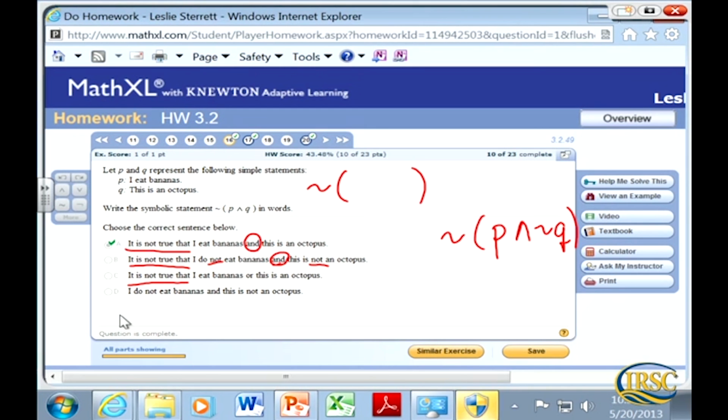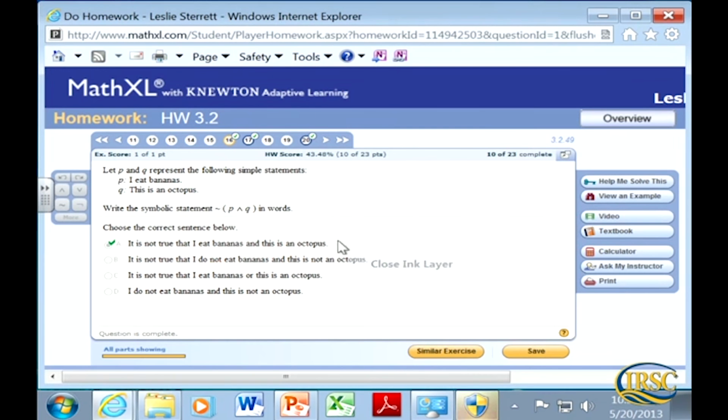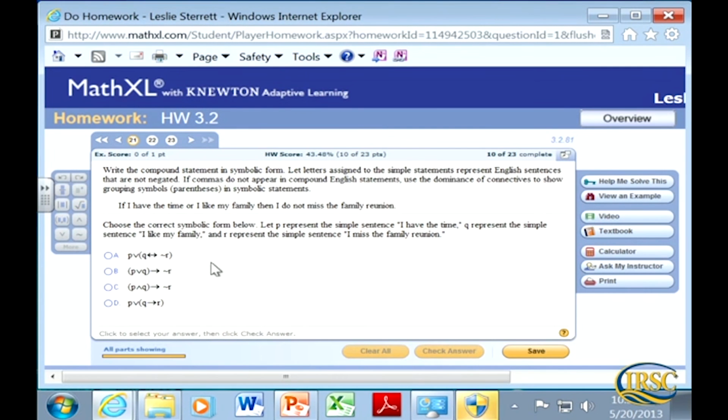So any questions on something like this? Okay, and then in the very last part of your homework, it gets a little bit bigger, what they're giving you here. So it wants you to write the compound statement in symbolic form. Let letters assigned to the simple statements represent English sentences that are not negated. And if commas do not appear, then use the dominance of connectives to show the grouping symbols or parentheses.